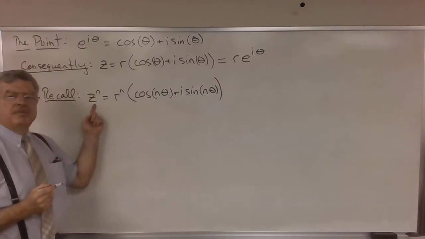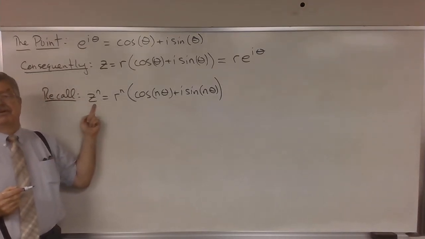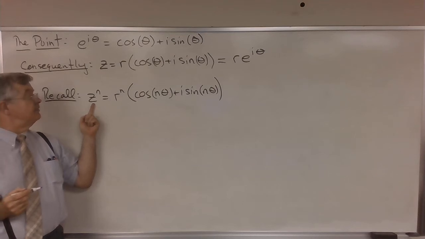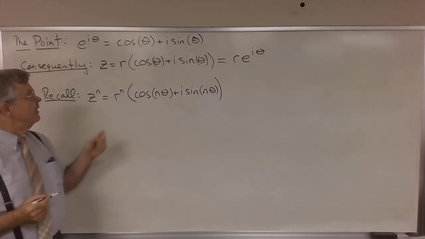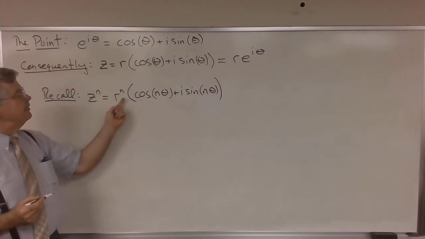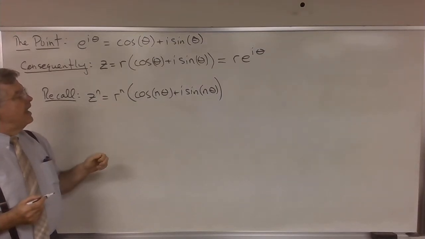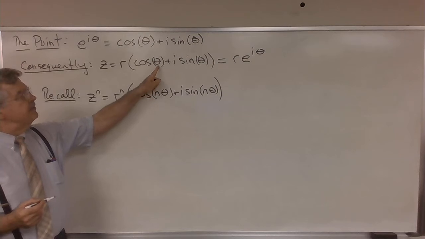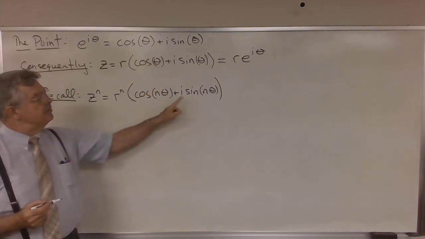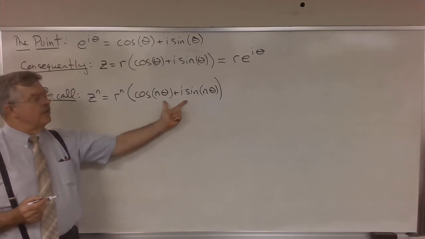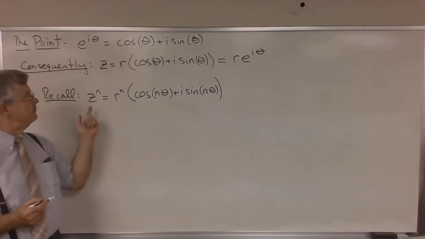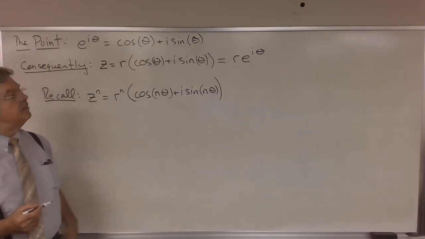What happens if we raise a complex number to a power? Let's say n. Well, we have the modulus to the nth power, and the original angle is multiplied by n. So in polar form, this is what we get when we raise a complex number to a power.